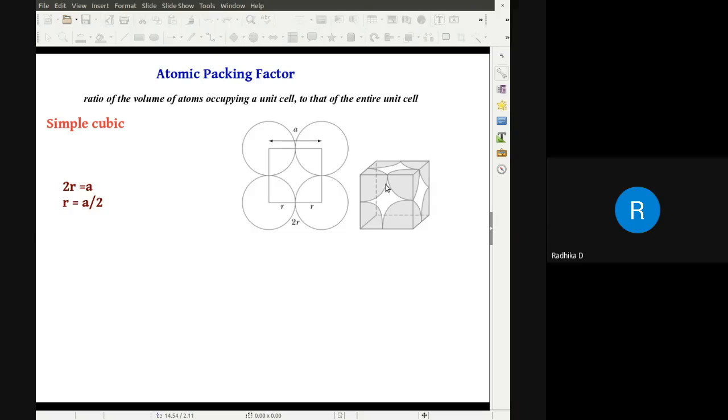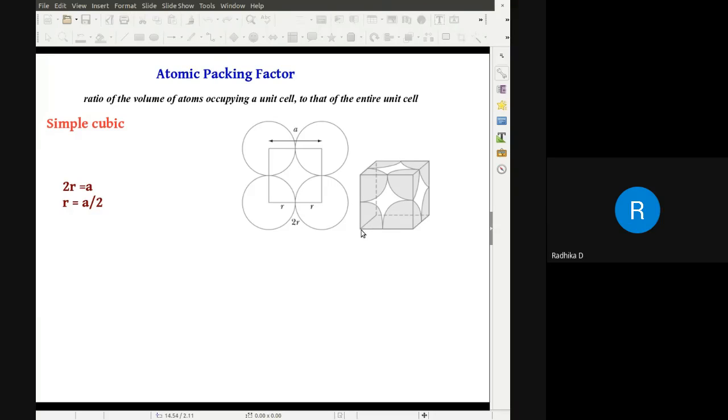So I'm just going to repeat this again. I have a simple cubic system and I am considering this front portion. There are 4 atoms here in the front, which are there at the corners. In this 3-dimensional view, you are only seeing a portion, not the entire sphere. If I put it in 2 dimensions, I can connect the center of each atom. I will get that the nearest neighboring distance A is equal to twice the radius of the atom. But this distance A is nothing but the length of the cube, the side of the cube, or the lattice parameter.